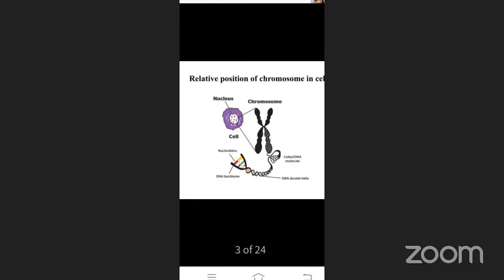The number of chromosomes varies from two to many. In prokaryotes, a single closed, circular DNA is present. The naked DNA is present freely in the center of the cell, which is not covered by any nucleus. So, what are chromosomes here?